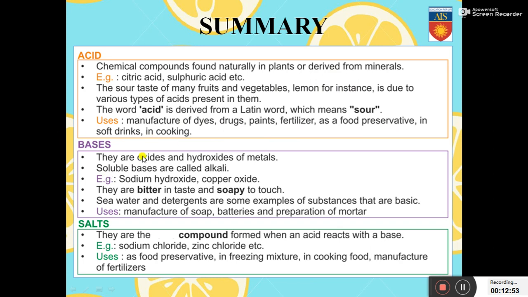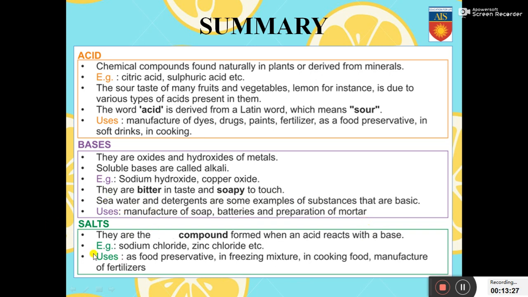Next, we learn about bases. Bases are oxides or hydroxides of metals. Calcium hydroxide, calcium is a metal. Magnesium hydroxide, magnesium is a metal. Sodium hydroxide, sodium is a metal. So, they are oxides or hydroxides. Soluble bases are called alkali. Sodium hydroxide, copper oxide are certain examples. They are bitter in taste and soapy to touch. Seawater and detergents are some examples of substances that are basic. And what are they used for? Manufacture of soap, batteries, preparation of mortar, etc.